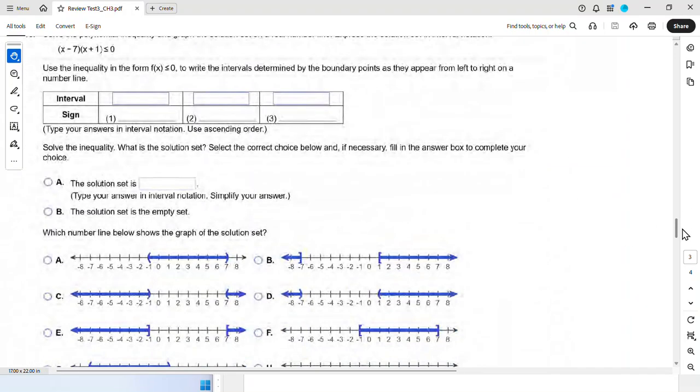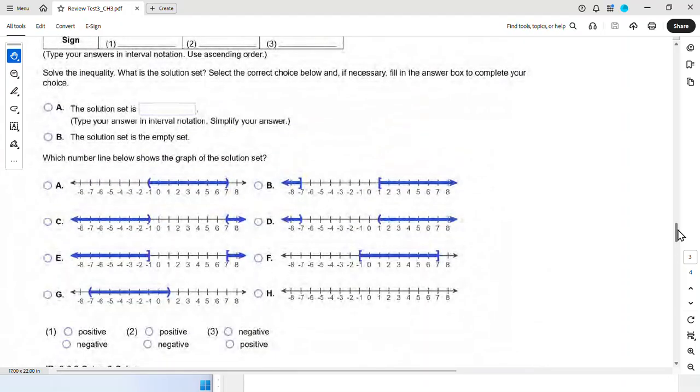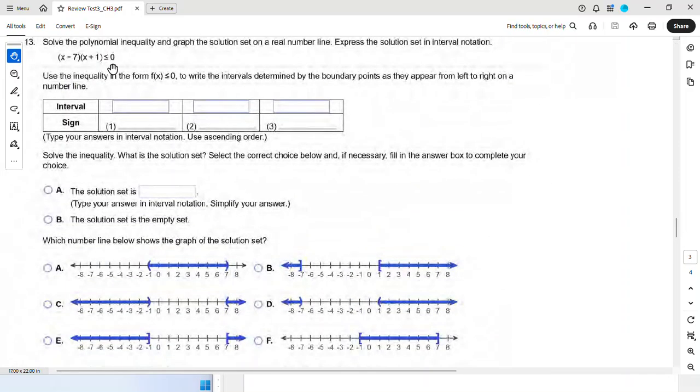If you look at the graph G here, very similar, right? No, not that one, not similar. Graph A and F are very similar, but A here is using the parenthesis. Parenthesis means not including the ending point. Okay, but we do have an equal sign, so you have to include both ending points. So that's why F will be the correct one. Okay, any questions?